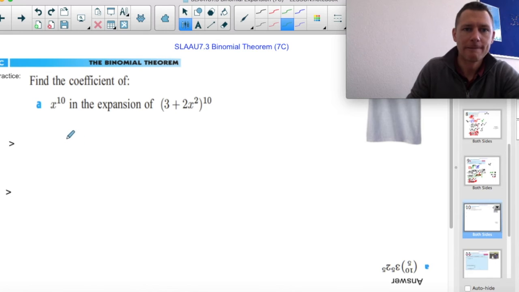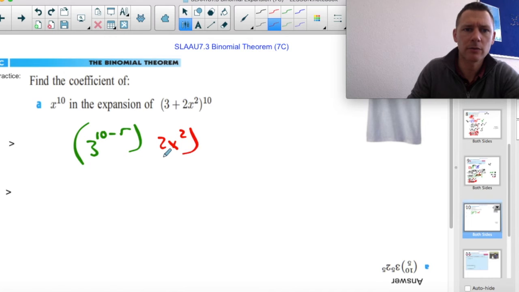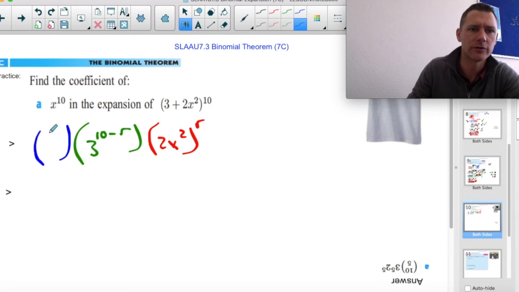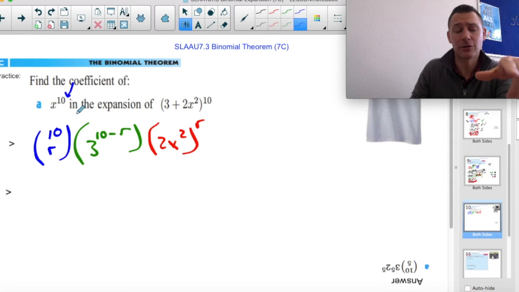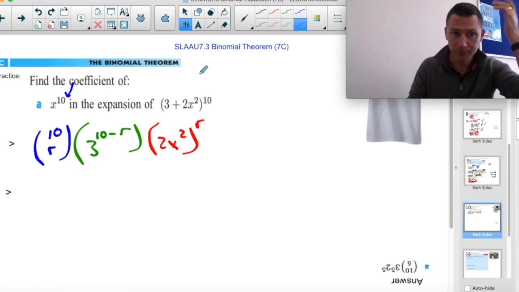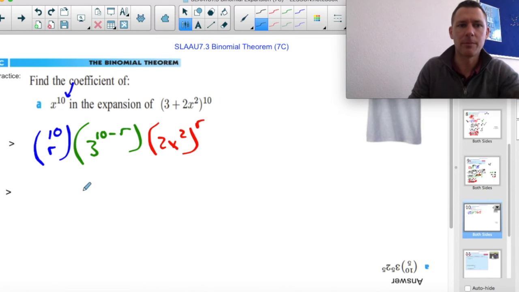Man, okay. So I know that 3 is going to start at full 10 power and then decrease as we go. I know that 2x squared is going to start at 0 and increase every time you go over, and I know we got this coefficient in front. That's 10 choose r. I don't know what r is. I don't know which term. If they tell me the term, you can go one less than the term and get r, but I don't know necessarily what the r value is here. So what I'm going to have to do is boil all the x values down, set them equal to 10, and then find the r value. Okay, so this seems weird, but that's all right.